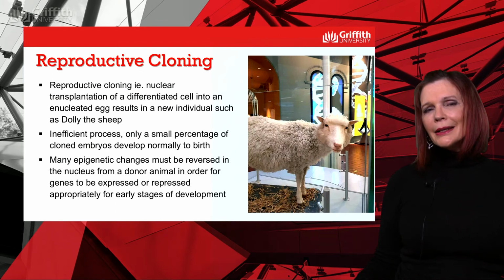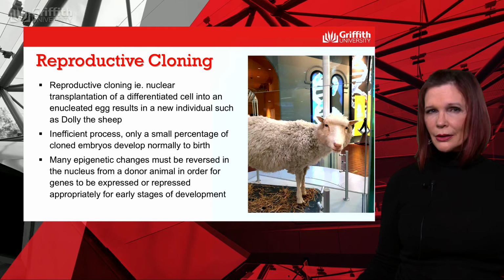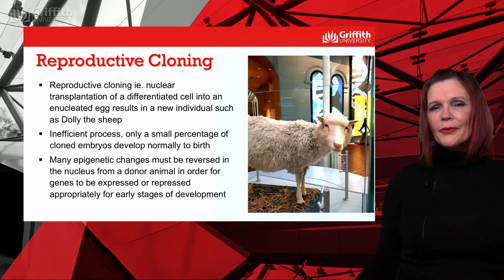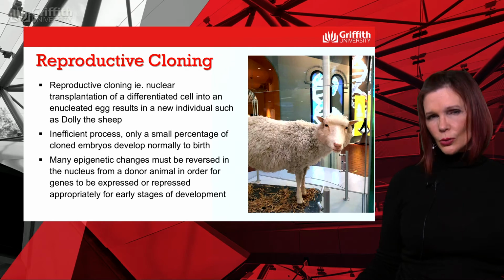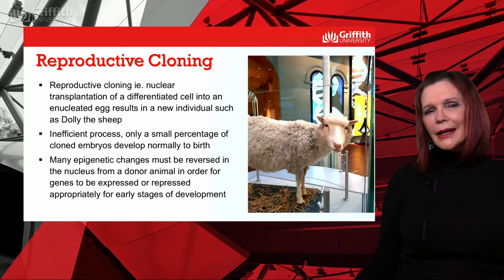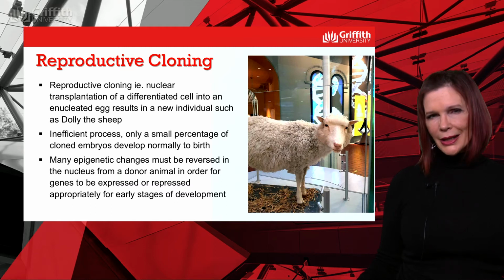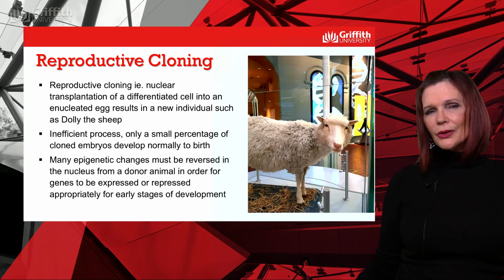The process is inefficient, as few develop to birth and many cloned animals have health issues or defects. Dolly, at the age of 6, was found to have tumours in her lungs and was euthanised. This type of thing is usually seen in much older sheep. The early ageing was believed to be because differentiated cells have adult epigenetic patterns which interfere with the gene expression patterns and process needed for embryonic development.